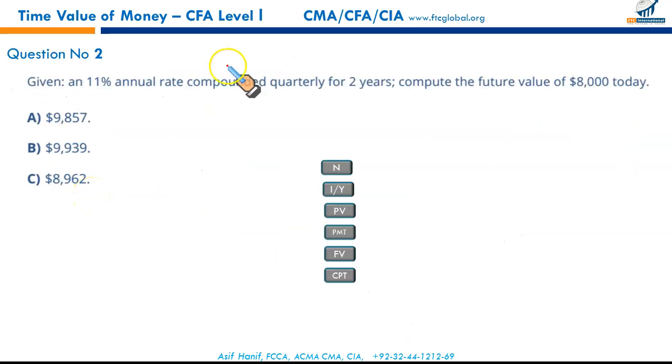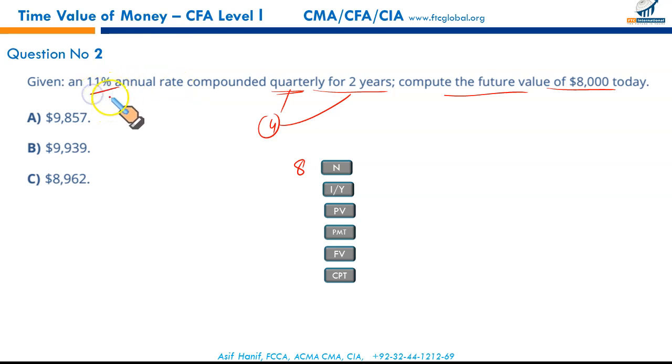Next question, given an 11% rate compounding quarterly for 2 years, compute the future value of 8,000 today. Right, we just have to make sure that we extract the information correctly, and then the rest of it would be done by your BA2 Plus. Simple. How many periods are there? Quarterly. In 1 year there are 4 quarters. It means in 2 years there will be a total of 8 quarters. The periods are 8. If the periods are in quarters, the interest has to be converted to quarters as well. So dividing 11 by 4, 11 upon 4 gives you 2.75.